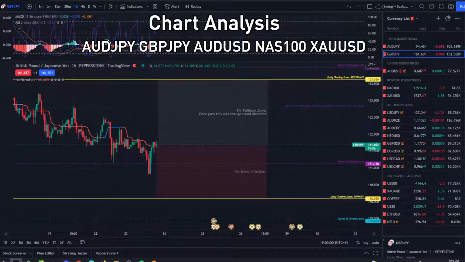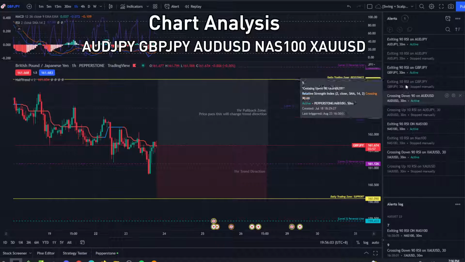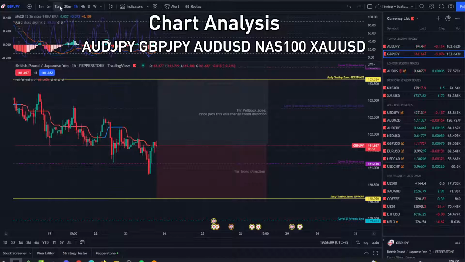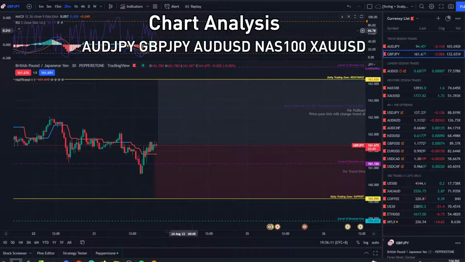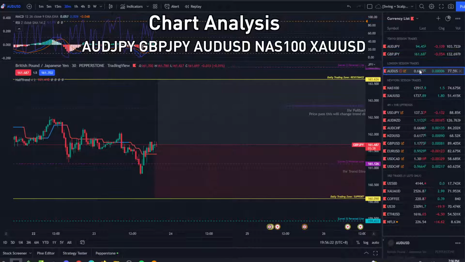Oh, my alarm turned off. So British pound, this is how I do it with my alarm settings. I usually have one for each pair. It is active. Oh, it's active on the half an hour. My bad. Okay, so as you see here on the half an hour, when it hits 90 RSI, it will signal me to look at the charts. That's when I start looking. I'll do another analysis before I enter the trade again. Yeah, that's my method there.